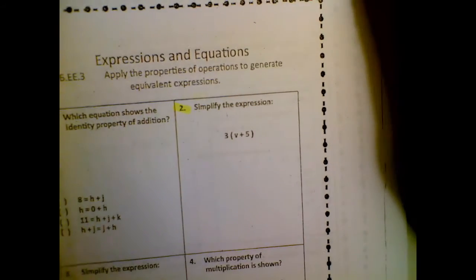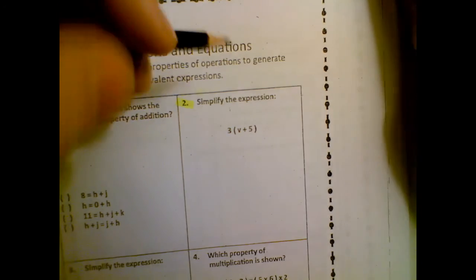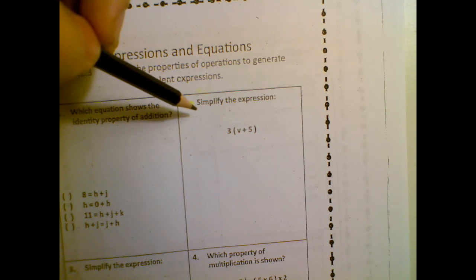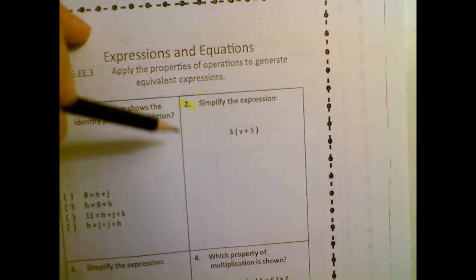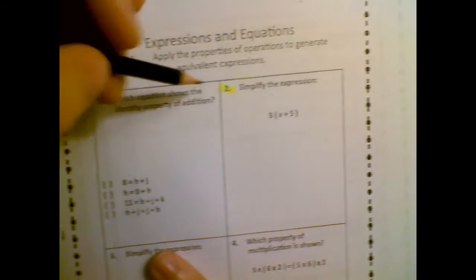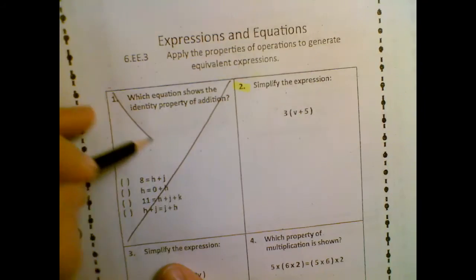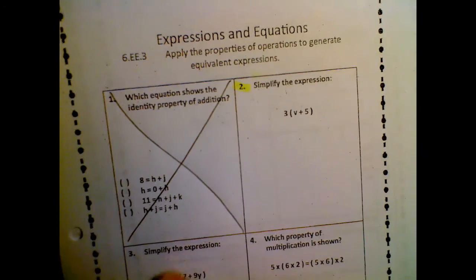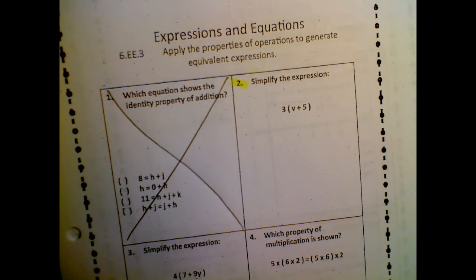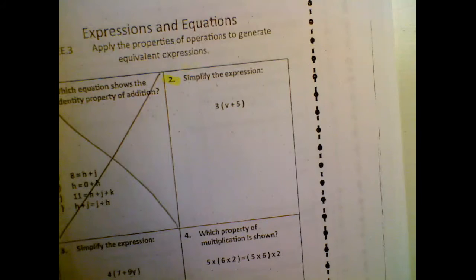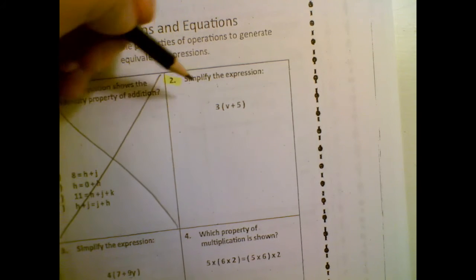Okay. All right. So this one, simplify the expression here on number 2. For number 1, I'm just going to go ahead and say don't worry about this one. We have not gone over the identity property of addition, I don't think. So don't look at that one. Just work on the ones around that one, okay?